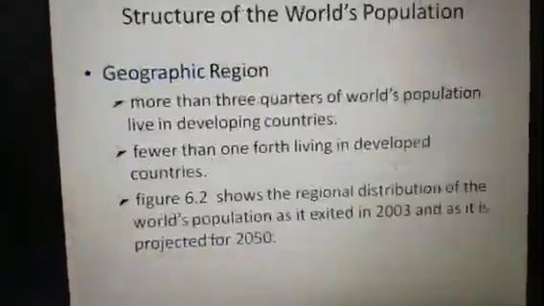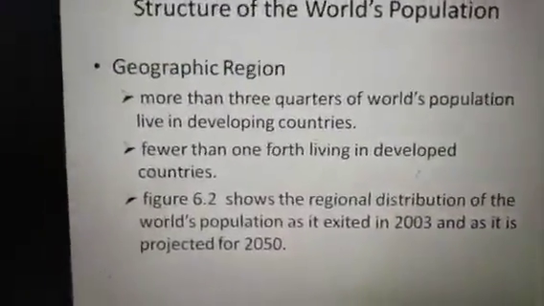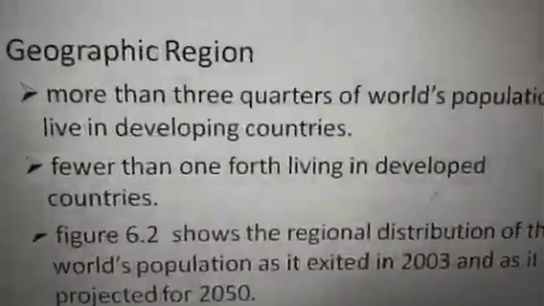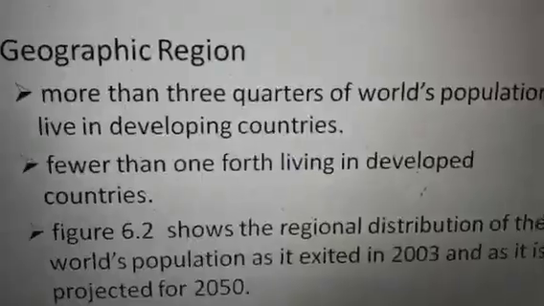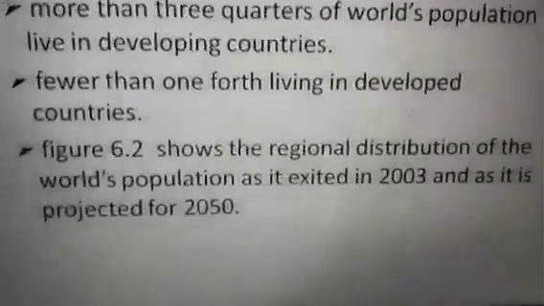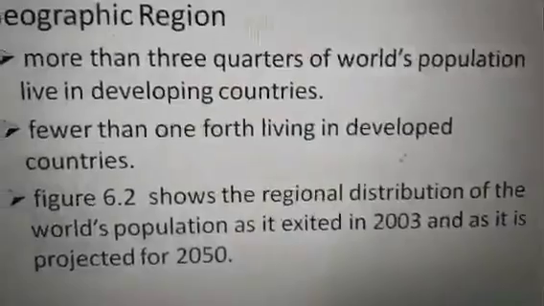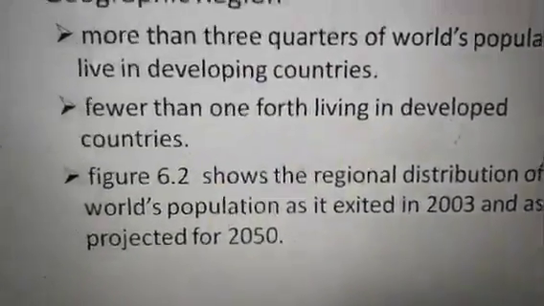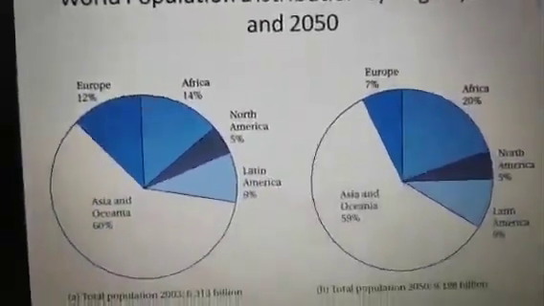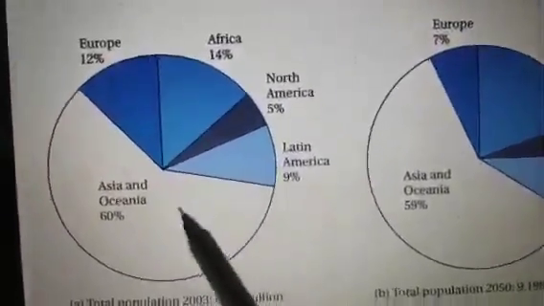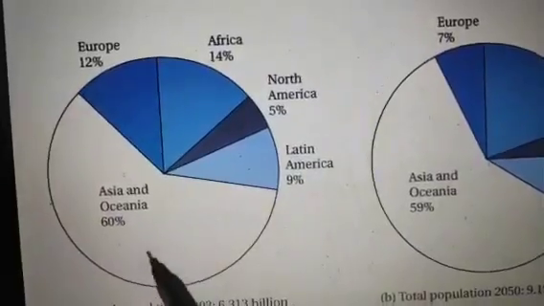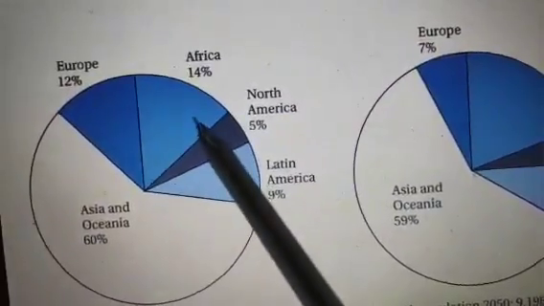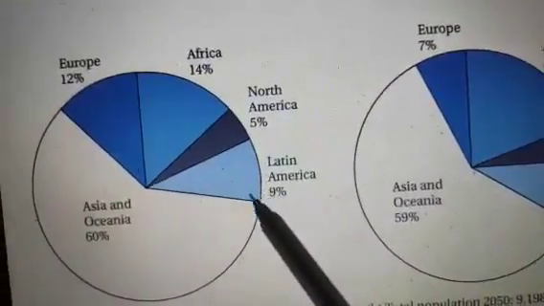Talking about the geographical region, we can say that more than 3/4 of world population live in developing countries, and fewer than 1/4 live in developed countries. The figure shows the regional distribution of the world population as it existed in 2003 and as it is projected for 2050. By this pie diagram, you can see in 2003, 60% of the population was in Asia, 12% Europe, 14% Africa, North America 5%, Latin America 9%.